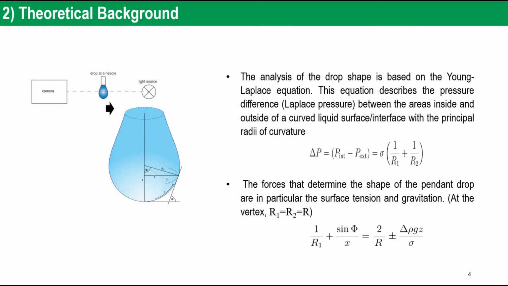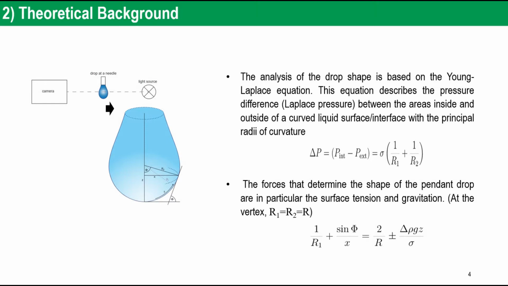The analysis of the drop shape is based on the Young-Laplace equation. This equation describes the pressure difference, the Laplace pressure, between the areas inside and outside of a curved liquid surface, or interface, with the principal radii of curvature. The forces that determine the shape of the pendant drop are in particular the surface tension and gravitation. At the vertex, R1 equals R2.